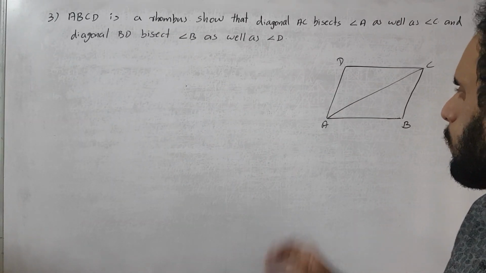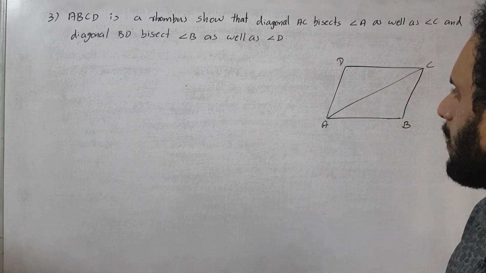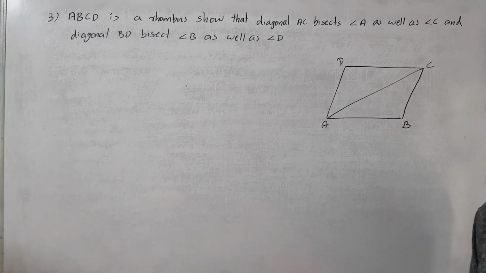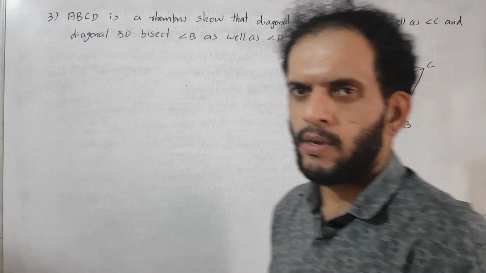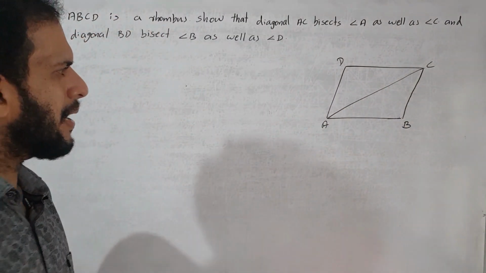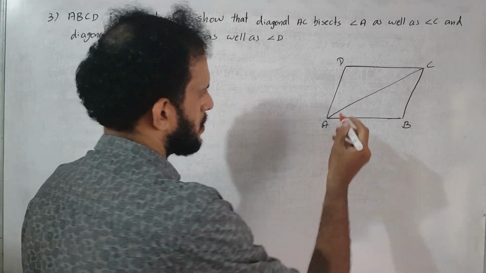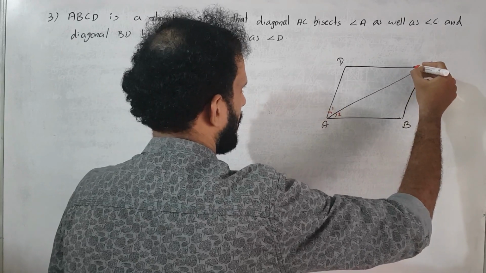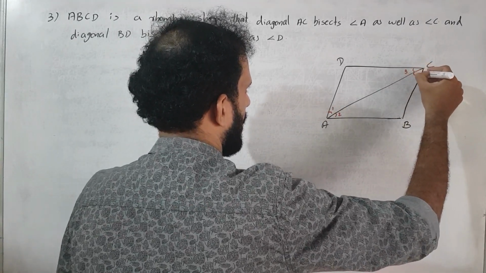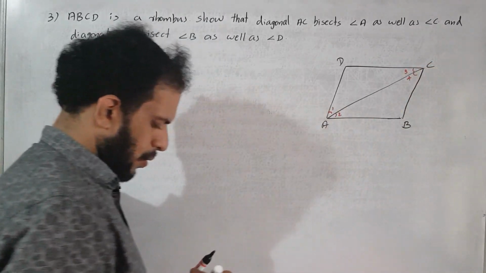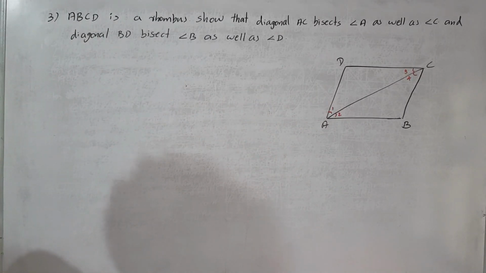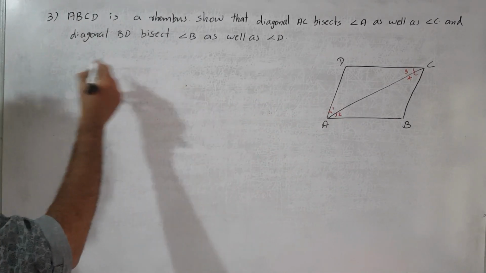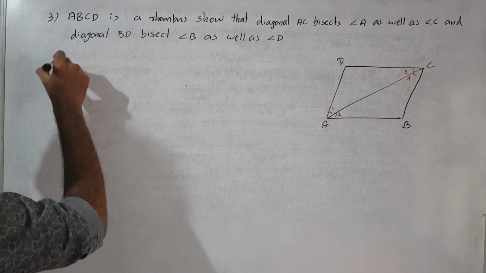Okay, so here we are proving that AC bisects angle A and angle C. Okay, then how do we start? Here is the same idea. We mark here the angle measurements: angle 1 and angle 2, angle 3 and angle 4. Okay, so what we want to get here. Okay, so we start with what is given.